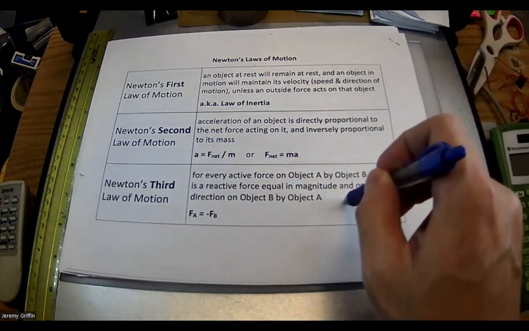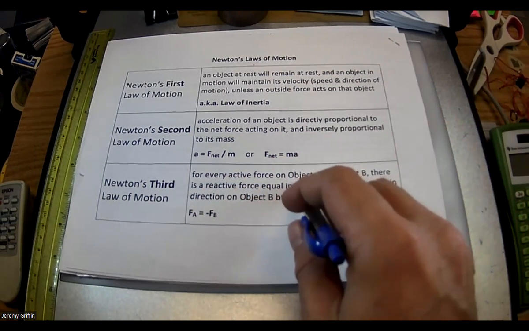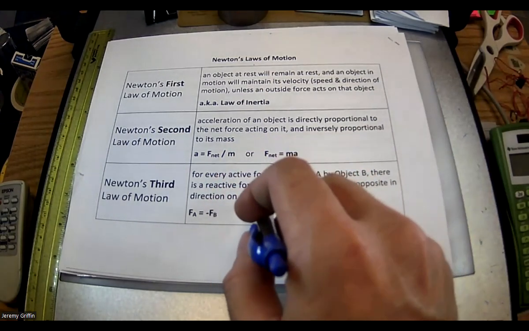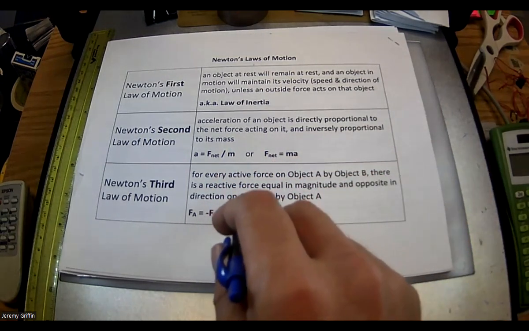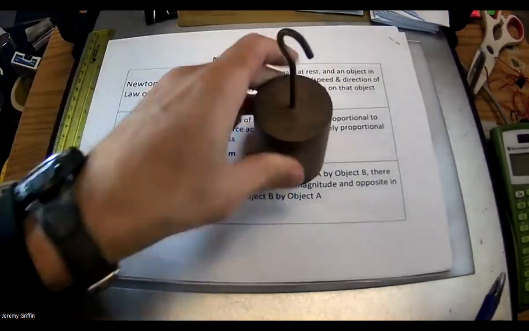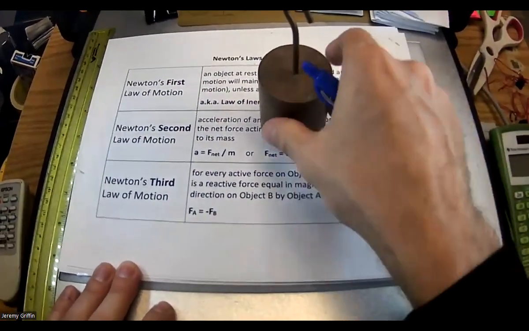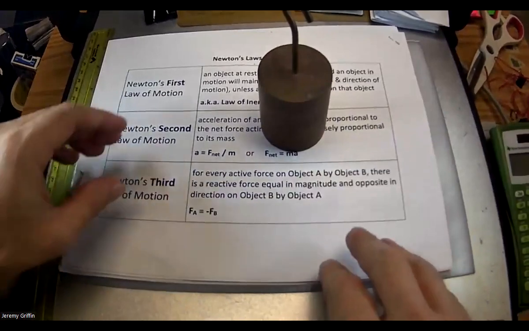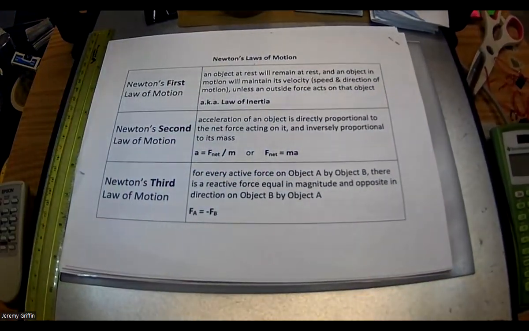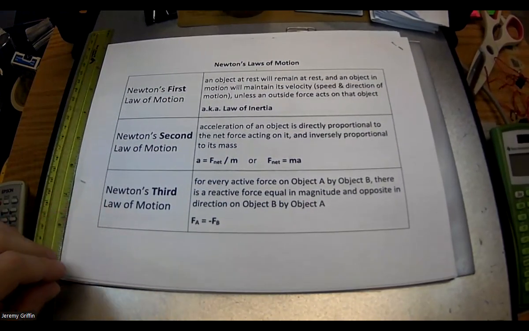And then the third law of motion, the equal and opposite rule. For every active force on object A by object B, there is a reactive force equal in magnitude and opposite in direction on object B by object A. So if you ever push on something, you will get an equal push back. There's never been any exception to this. If you push on any object, there's always an equal and opposite force back the other way. Guys got Newton's laws of motion?